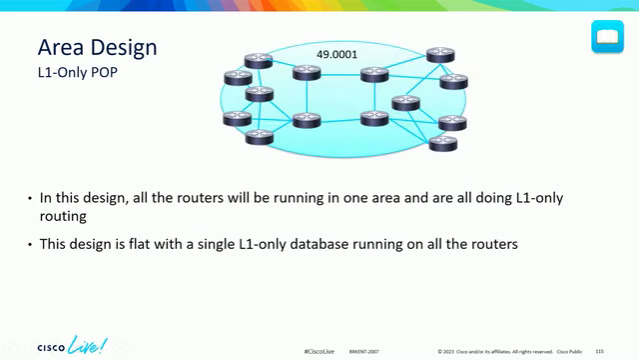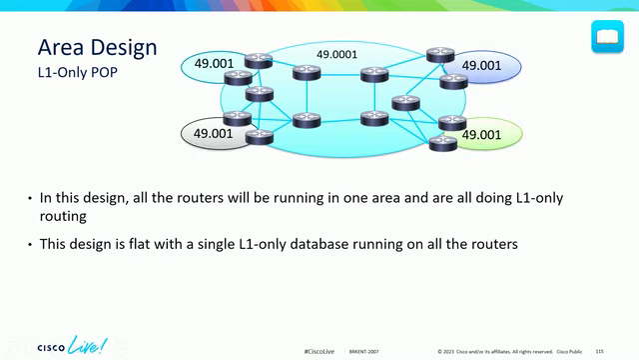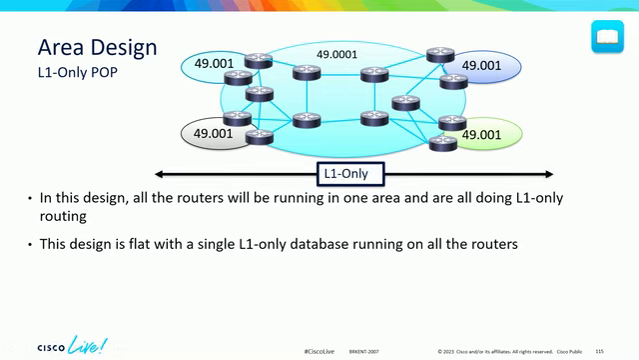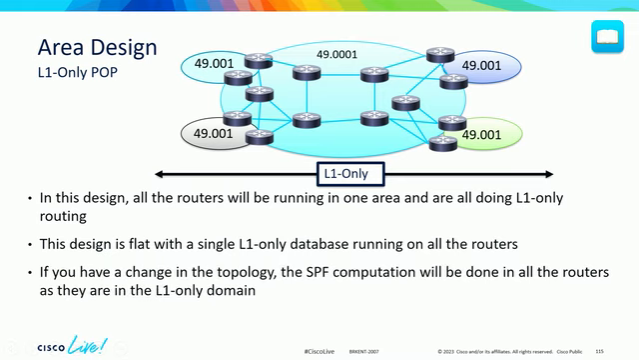So this area design is L1 POP only. Basically, it's flat. It's perfect. You don't have problems if you're doing things like MPLS TE for traffic engineering. All the routers are in the same area, again, 4901. The downfall with this is, it's L1 only. The other thing is SPF computations in one area will cascade into other areas. So just kind of a thing to bear in mind.